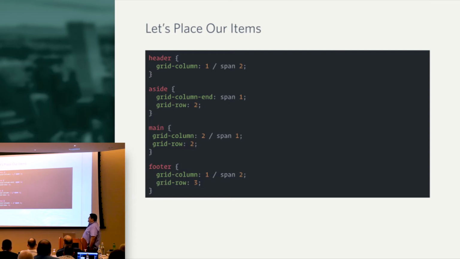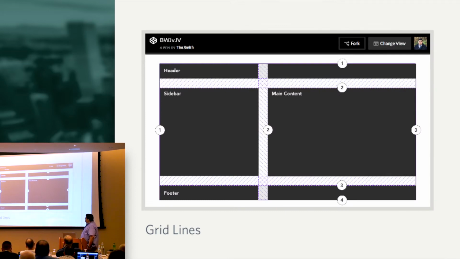For our aside, we'll say grid column end, span 1. That means it's only going to span 1 column. It's going to be in grid row number 2. For our main, we'll say grid column 2, span 1, because it's only going to span 1 column, starting from the 2nd column. And we'll say that it's part of grid row 2, sorry. And then our footer, grid column starts at 1, span 2, same as the header, but then this one is going to be in grid row number 3. And what that looks like is like this.